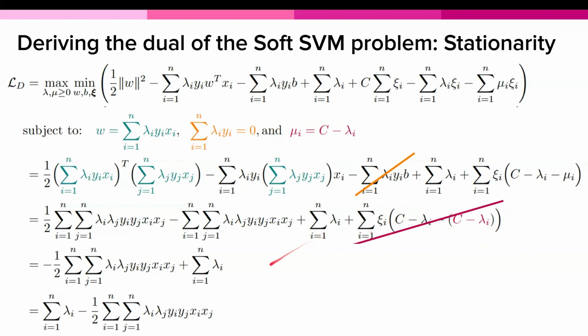Now we can add these two terms together, and that's going to leave us with an expression that depends solely on the dual variables, lambda i, as well as the training data. It might be a good point to pause the video to consider whether you've seen this anywhere before.